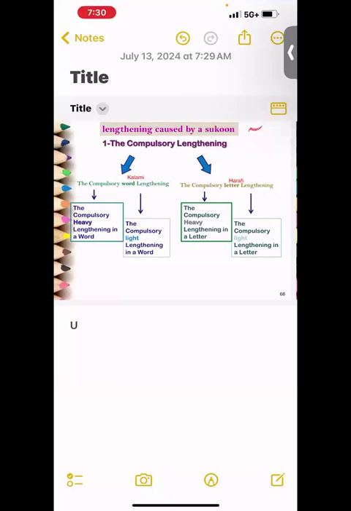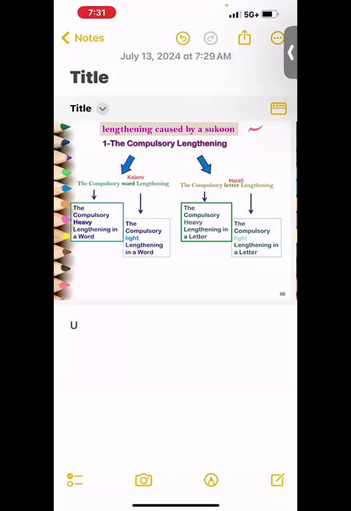Mad Lazim Kalimi has to do with the word as a whole. Okay? If I give you the word Kareem, you see the whole word, the mad happening in the whole word. It's called Mad Lazim Kalimi. And Mad Lazim Harafi has to do with the letter in the word, the single huruf in the word.